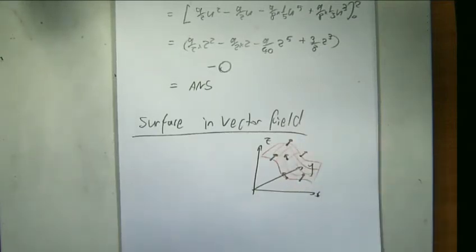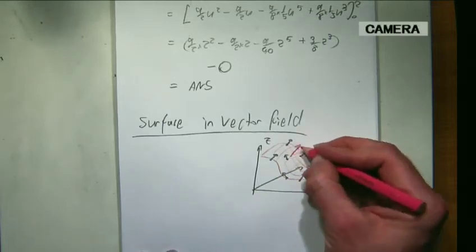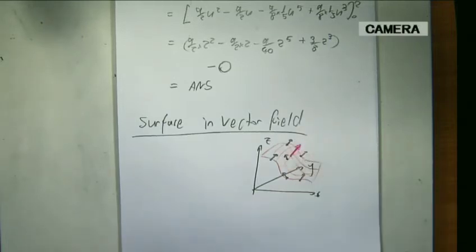And what you're going to do is just like with the curve in a vector field, you're going to dot your vectors in your vector field with a vector that's based on the surface. So with the curve, we dotted the vector field with the tangent vector to the curve. Well, this time we're going to dot the vector field with the normal vector to my surface. So that's what we're going to do.